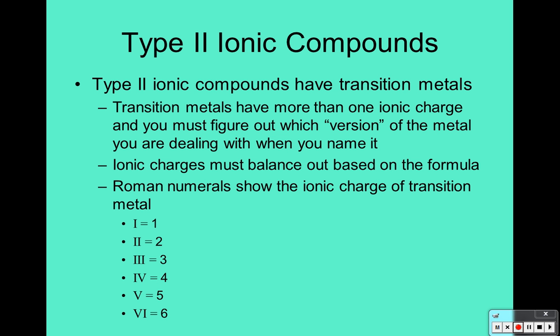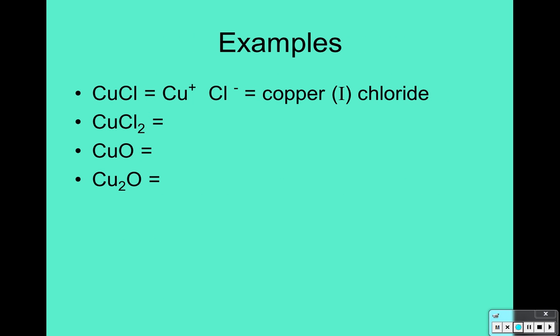So what we do is we use Roman numerals to show the ionic charge of the transition metal. And here are some common Roman numerals. I is 1, II is 2, and so forth. You can write those down. So the Roman numerals, I'm going to say that again, show the charge of the transition metal. They don't say how many you have, they say what the charge of that metal is. So let's do some examples.